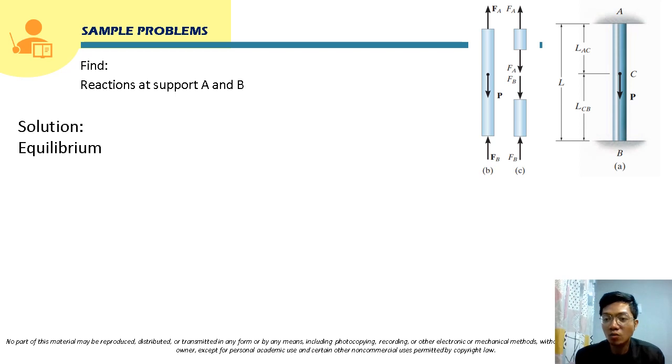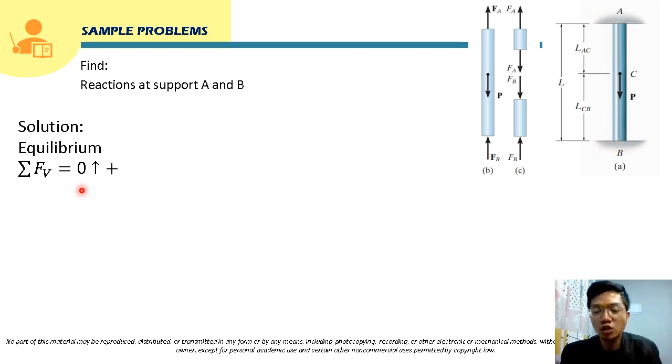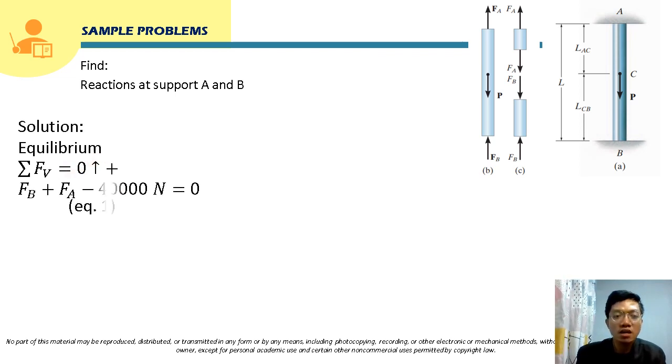So in equilibrium, of course, this will be in equilibrium. Okay, so we can use summation of forces vertical here to generate the equation. This will be equal to 0, so positive for upward forces. So this will just be FB, which is positive. FA will also be positive since they are both upwards.